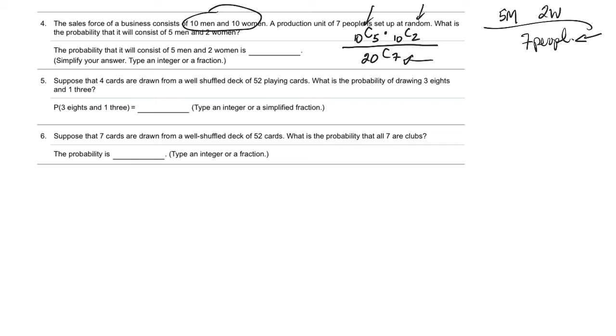Okay, the next question: 4 cards drawn from a well-shuffled deck, probability of getting 3 8s and a 3. So same thing, how many 8s are there? There's 4, and from them I want to choose 3. And then there's 3s, so there's 4 3s, and I want to choose one of them. I'll multiply those, and I'll divide it by, there's a total of 52 cards, and I'm choosing 4 of them.